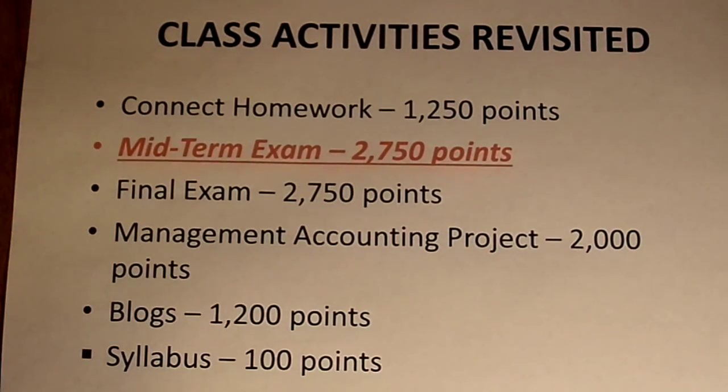Let's think about the activities of the class, just to remember what's required. First, Connect homework is 1,250 points. The midterm exam is worth 2,750. That's this test. The final exam is worth 2,750. The management accounting project that you've been working on is worth 2,000 points. The blogs are worth 1,200, and syllabus an extra 100.